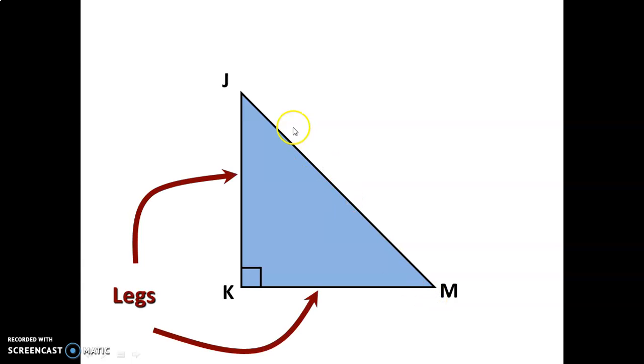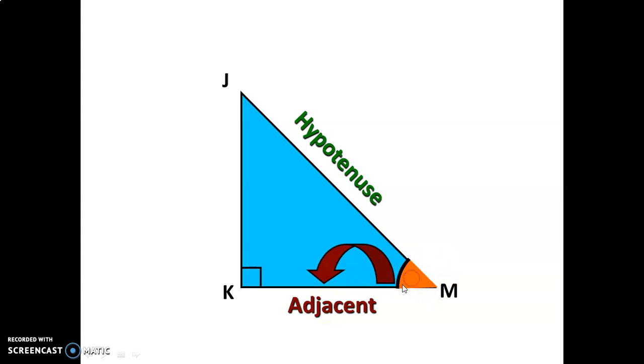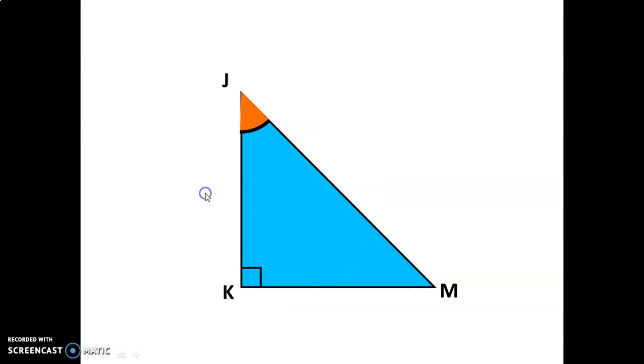In a right triangle, we have these two sides which are called the legs, and we have this side opposite the right angle called the hypotenuse. It's important to know what the sides are called in relation to an angle. If we're talking about angle M, we have a hypotenuse here because it's across from the right angle. But this side beside the angle that we're dealing with is called the adjacent side. The side across from the angle we're dealing with is called the opposite side.